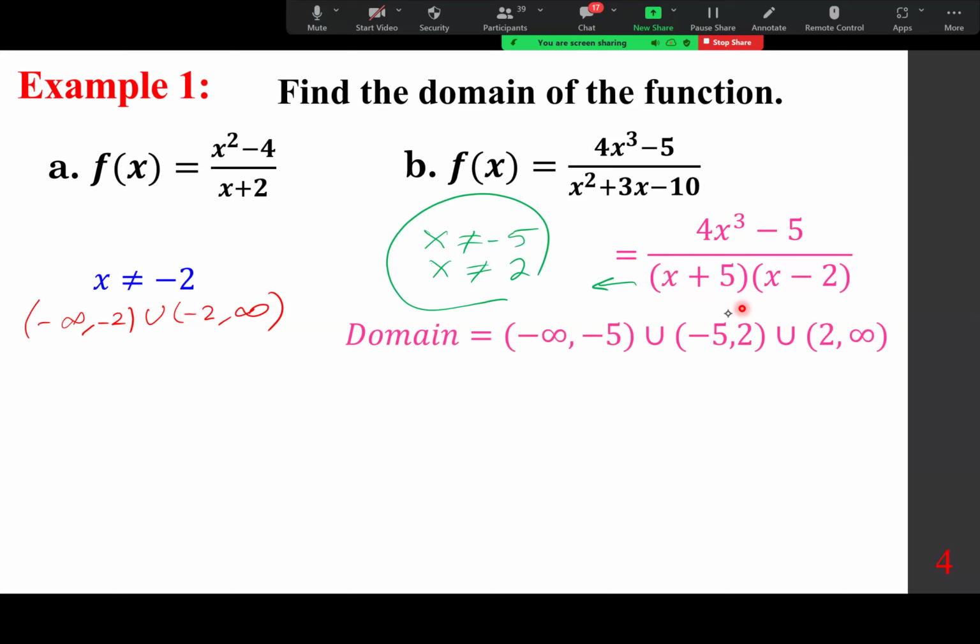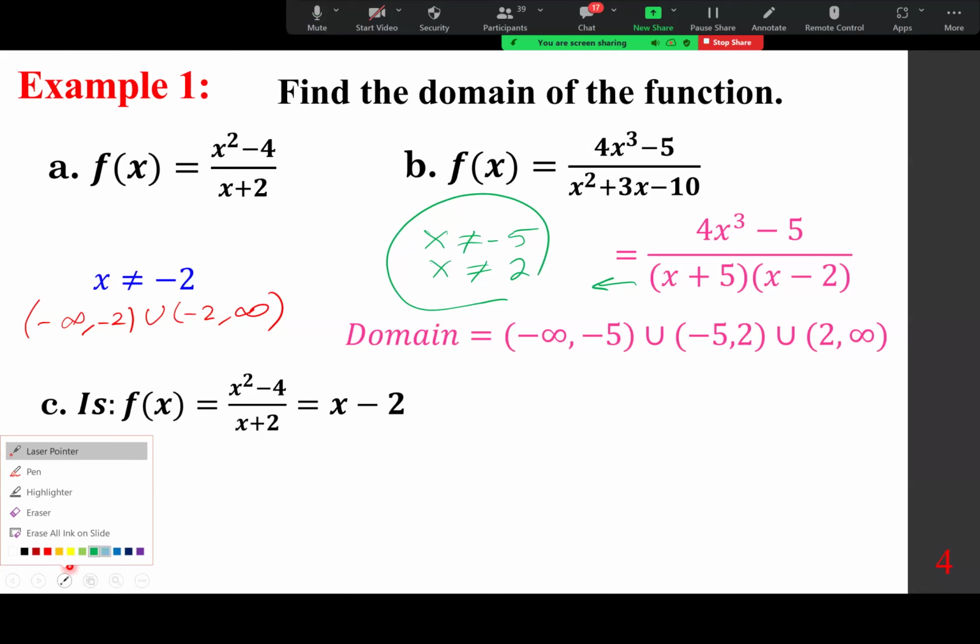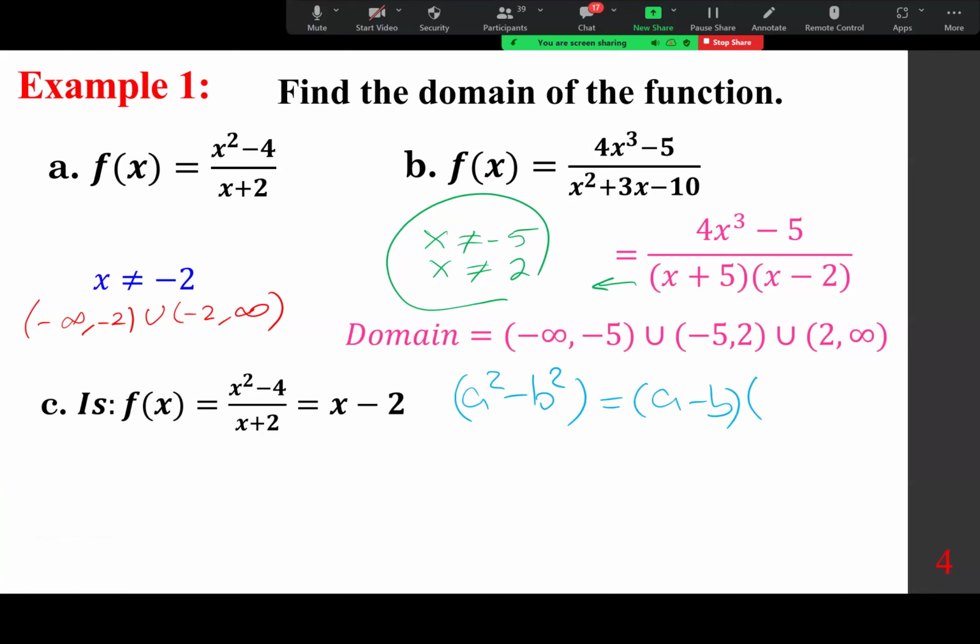Now, when we go back to this question, is this equal to x minus 2? The reason this question is asked is because we can factor the numerator. Remember, a squared minus b squared equals a minus b times a plus b. So the numerator is x minus 2 times x plus 2. We can get rid of x plus 2.